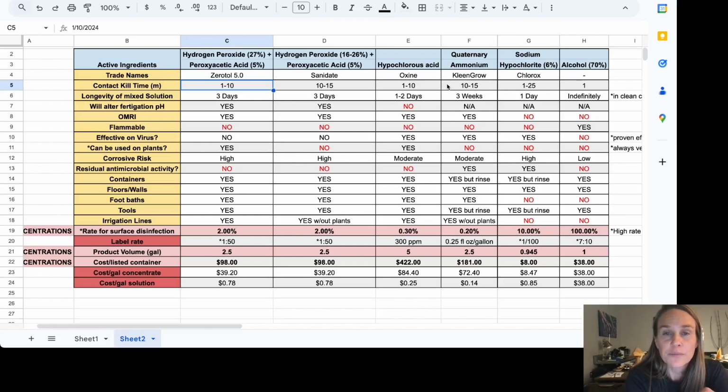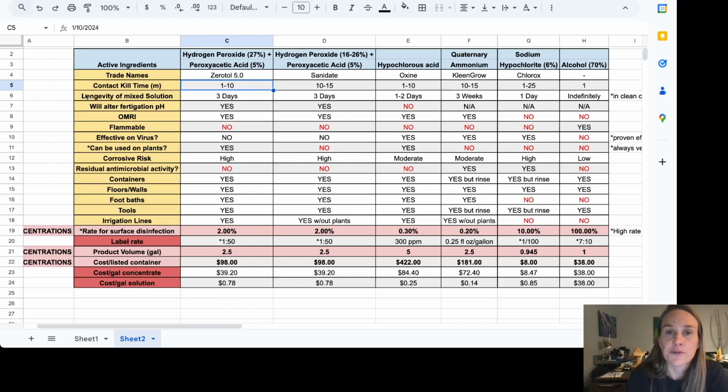So quinary ammonium, you might think, wow, that takes forever. Why would I ever use that? Well, quinary ammonium compounds can be great because they stick around. They stick around for a little while and have residual killing power. So you can stack your bins or whatever it may be, and you're continuing to get that disinfecting effect. Sodium hypochlorite, 1 to 25 minutes, and alcohol is pretty immediate in 1 minute. So this is a piece you want to look at to understand, well, how long do I need to let this product sit in order for it to do its job?